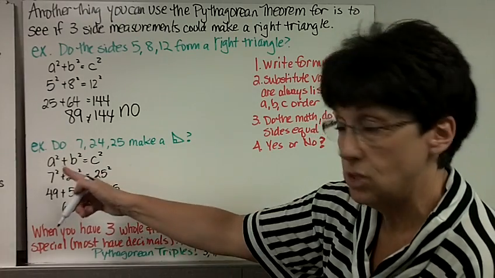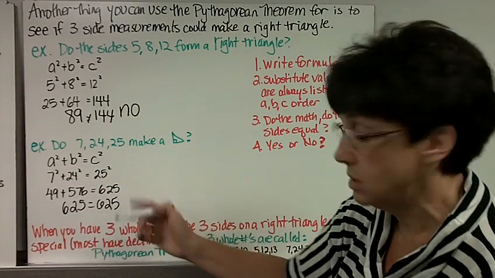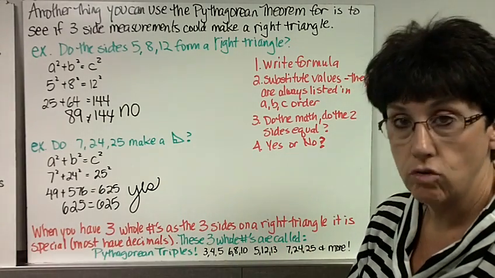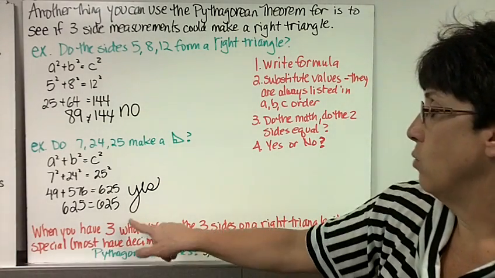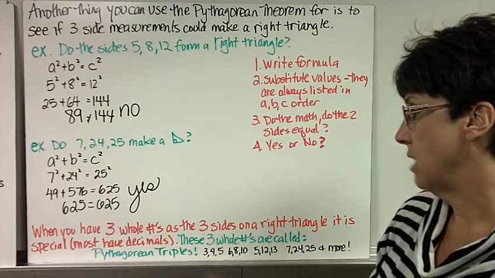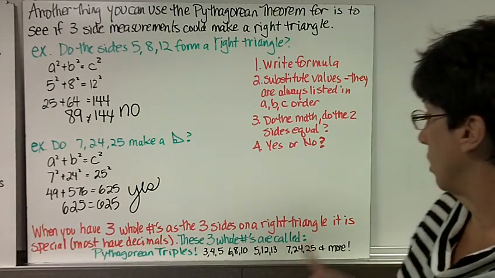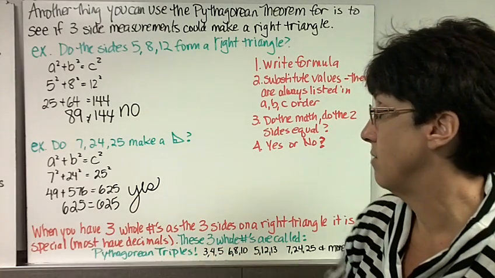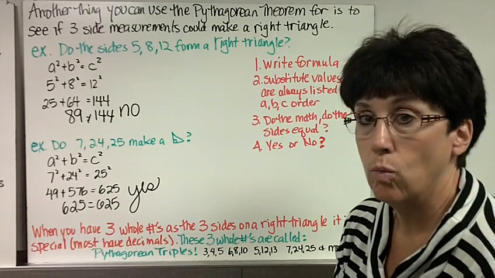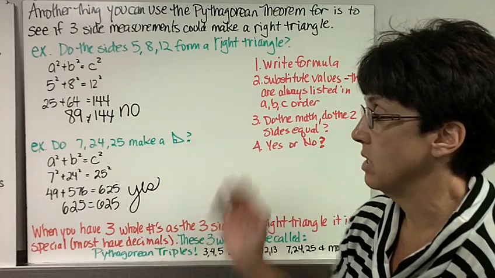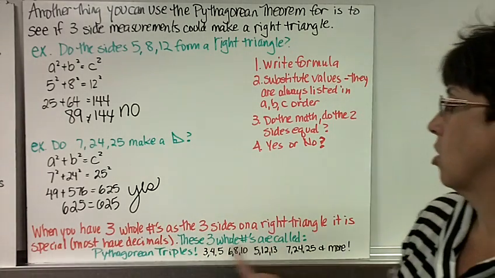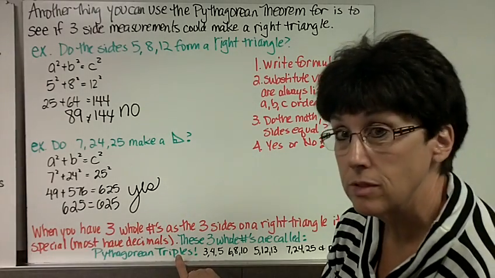So since the A squared plus the B squared equals the C squared, then yes, these sides would make a right triangle. And when you have 3 whole numbers as the 3 sides on a right triangle, it's pretty special because most have decimals. You take the square root and it'll be a number that doesn't repeat and goes on forever. So these three whole numbers are called Pythagorean triples.